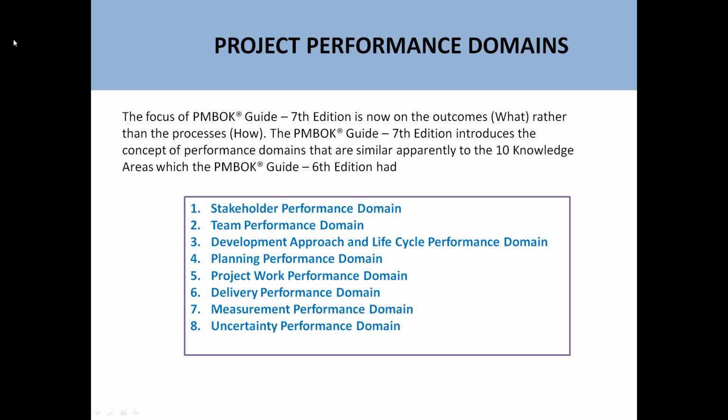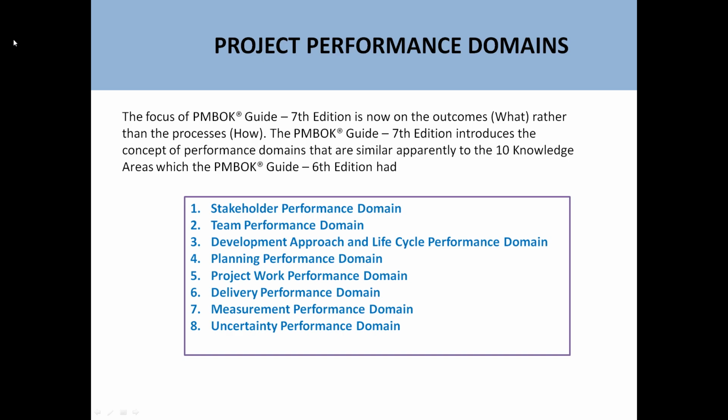Friend, PMBOK Guide 7th edition is basically focused on the outcome rather than the process. If we compare the 7th edition with the 6th edition, the 6th edition was focused on processes, that is, how things should be managed. However, in the 7th edition, the main focus is on the outcome, what value you will get from the project. This is a very major difference.